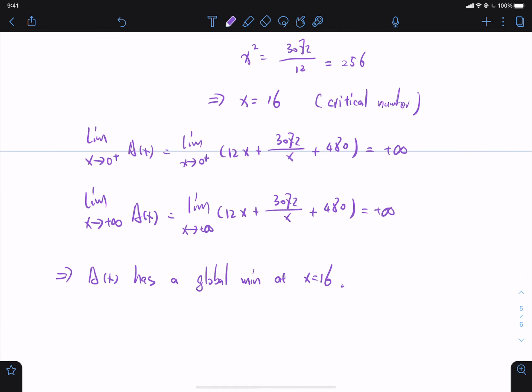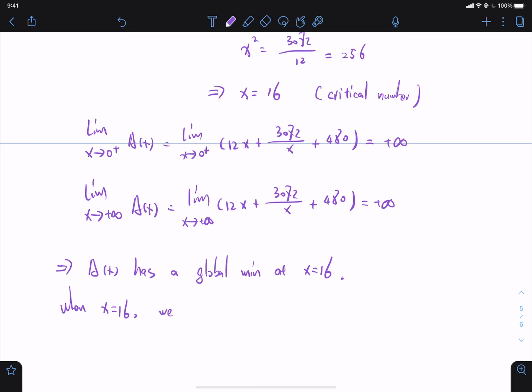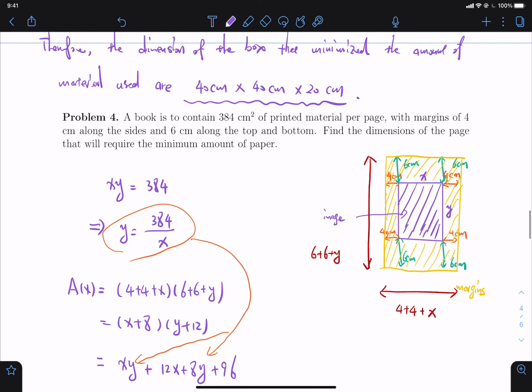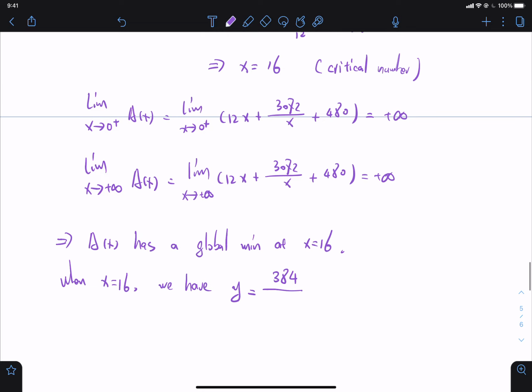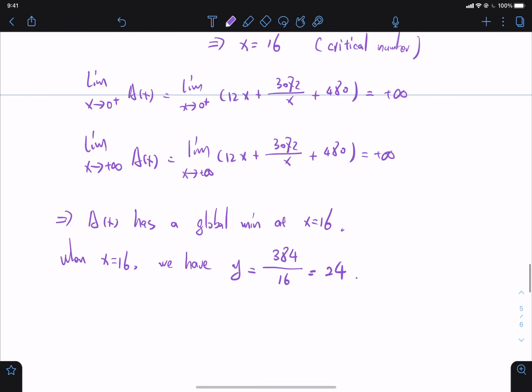Now when x equal to 16, we have y equal to 384 divided by x, that is from the beginning here, right? So 384 divided by 16. That tells us y is 24.